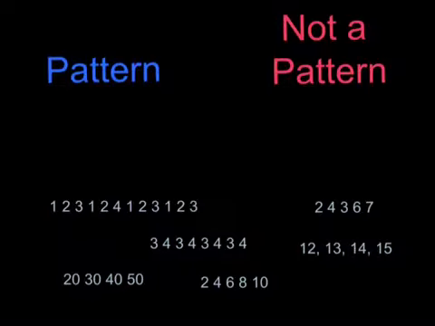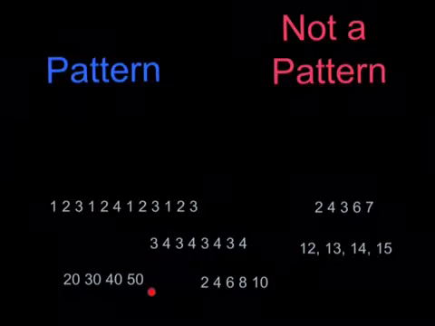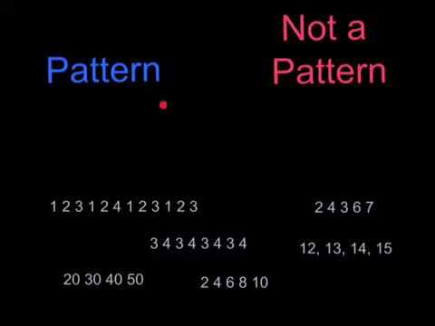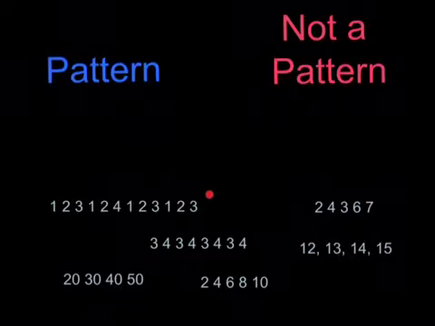Okay, now let's test what we've learnt about patterns in numbers with this sorting activity. I have all these sets of numbers down here, and I want your help to decide whether they are a pattern or whether they're not a pattern. Remember our little rule. It has to have something in it that repeats more than twice to be a pattern. Okay, let's go. Let's look at this one here first. 1, 2, 3. 1, 2, 4. 1, 2, 3. 1, 2, 3. What do you think?